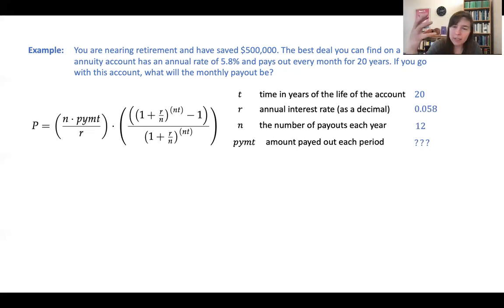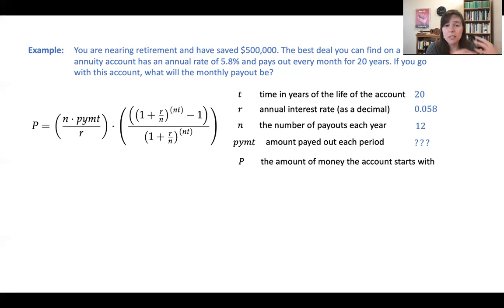Say, okay, we've saved up this amount. If I want to live off of this amount for 20 years, how much am I getting each month? So we don't know yet. So we'll just leave that alone for the moment. And then P is the amount of money the account starts with. So that's the money you had saved up in your ordinary annuity that now is going to be the seed money for your payout annuity. And that's that $500,000.